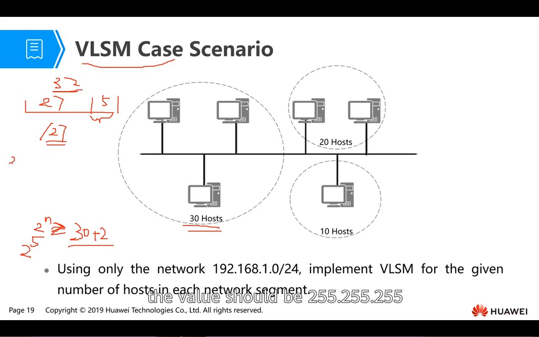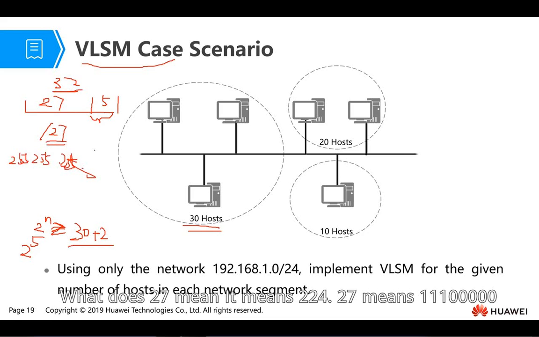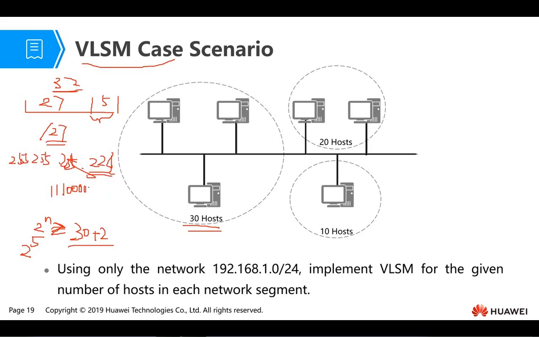Of course, the value should be 255.255.255, and then 27 bits means 111 followed by 5 zeros. This is a binary value. If you calculate it, it equals 224. And then we calculate another.